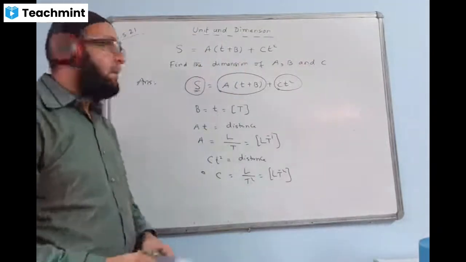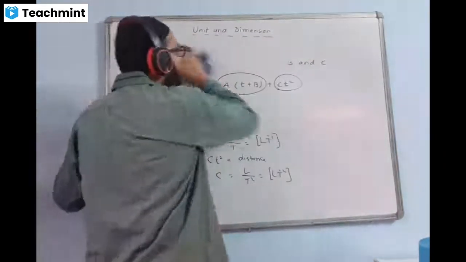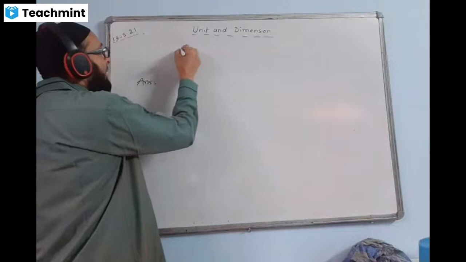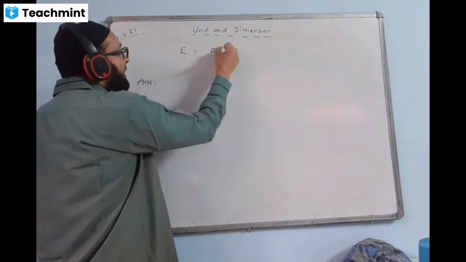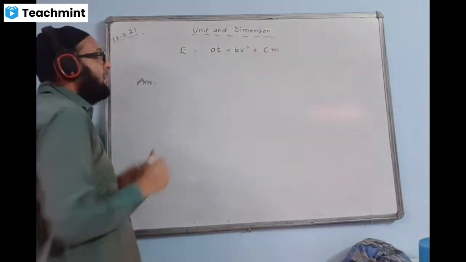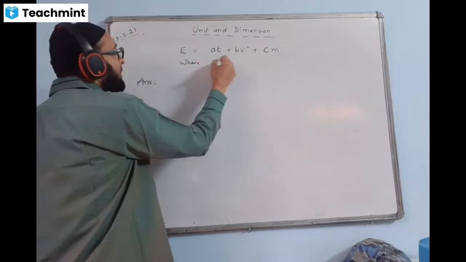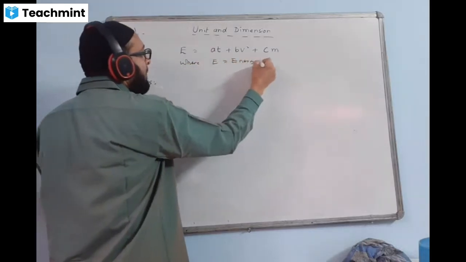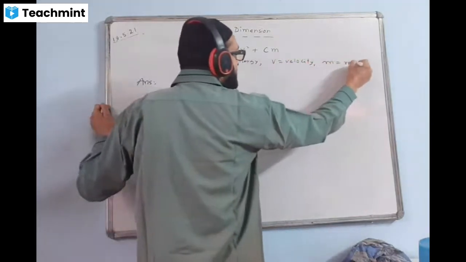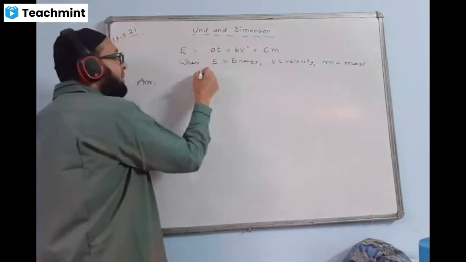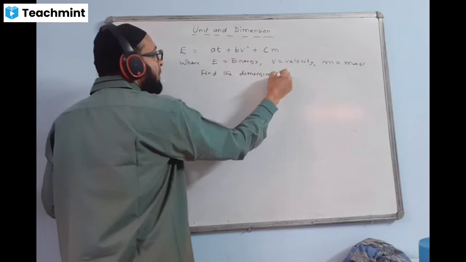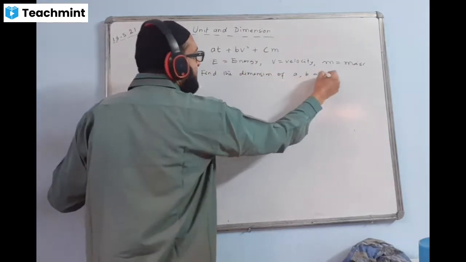All right. Now I give another one. Try this one yourself. The energy E is given like this: E = AT + BV² + CM. You can write where E is energy, V is velocity, M is mass. Find the dimensions of A, B, and C. This is the question.